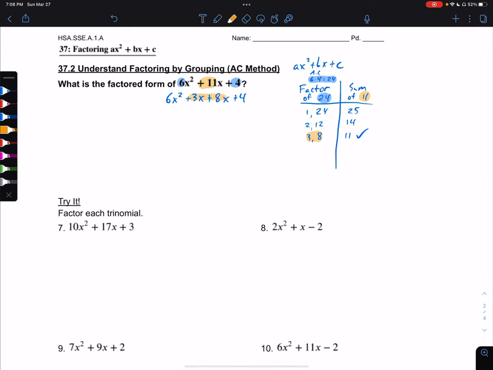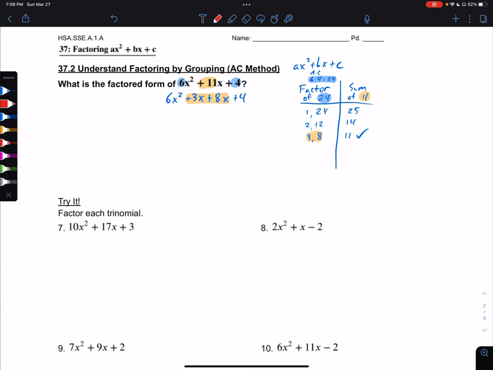But again, this 3x plus 8x is being split up. That's from the 11x. Notice again that this 11x is split into these two. That's where that's coming from. So we're not just making up numbers as we go, but we're finding there is a method to this.